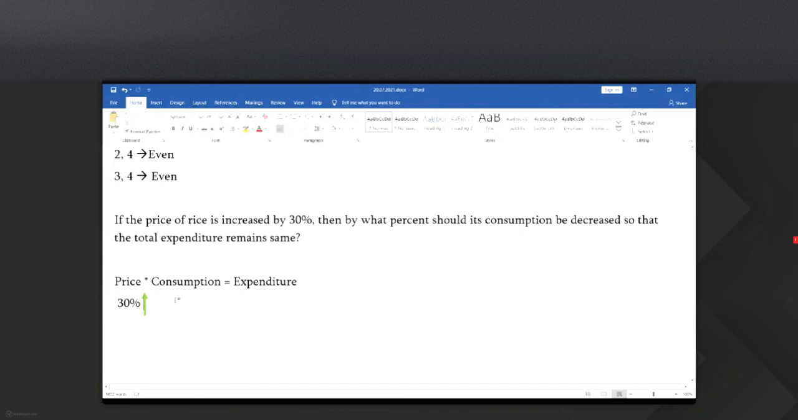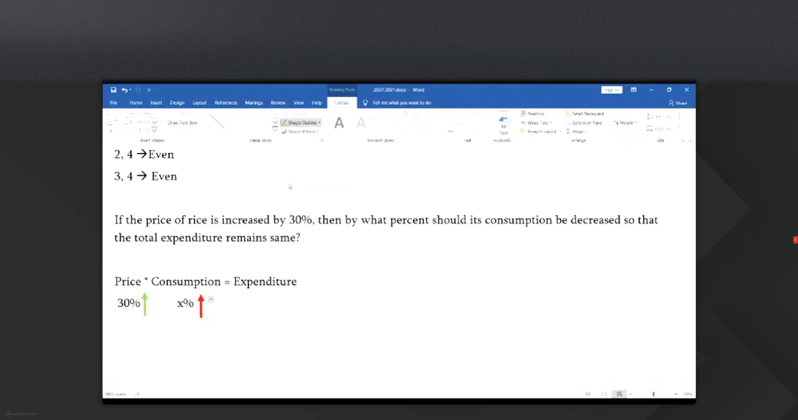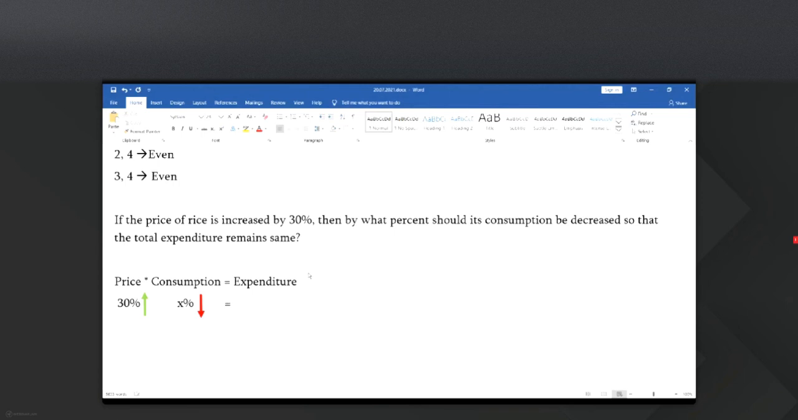Now, because of this 30% increase, the consumption should reduce. Why should the consumption reduce, guys? Because they say the expenditure is the same. When the expenditure is the same, obviously consumption should reduce, or else you cannot have the same expenditure. So for a 30% increase, the consumption will decrease by X%.